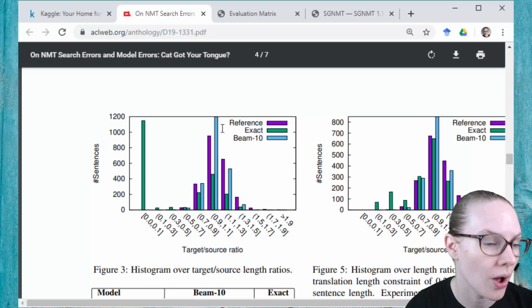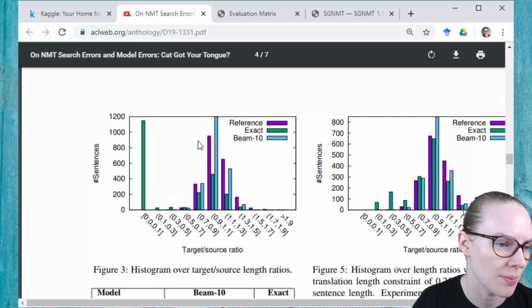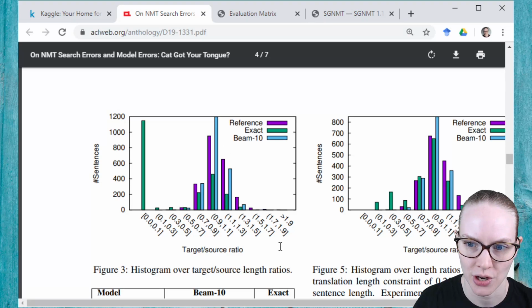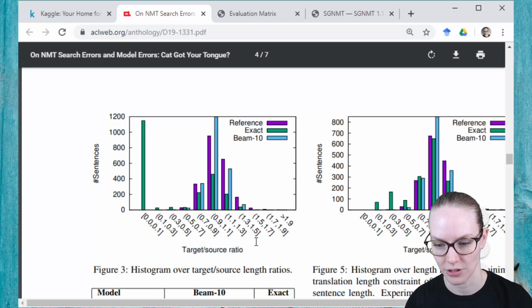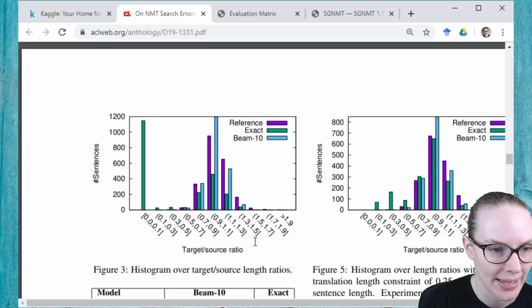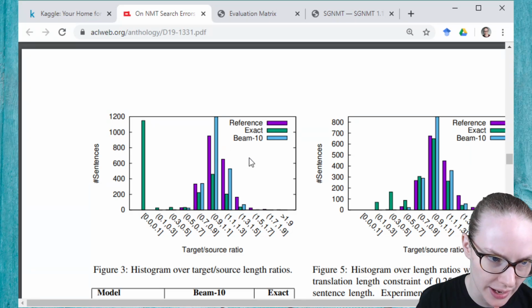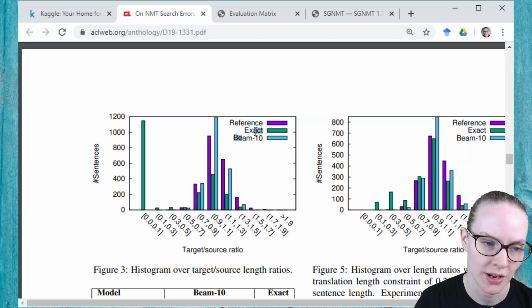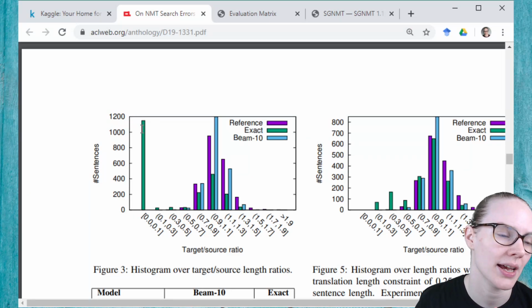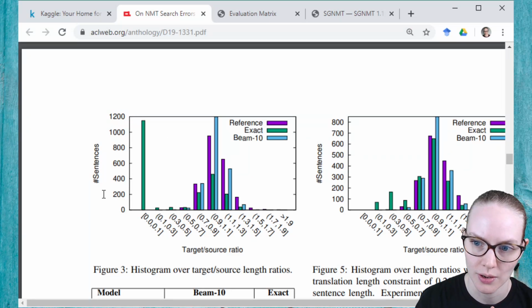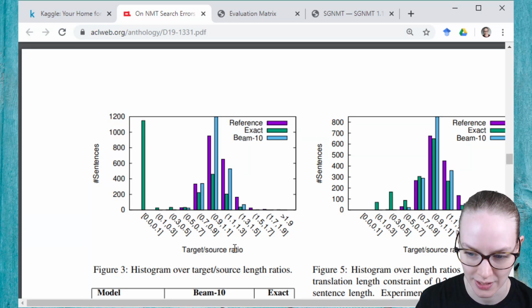Oh, I see. So the purple here is the actual ratio between the target and the source length in tokens. And beam 10 is the blue, so those match rather closely. But when you're returning the best results, suddenly you get this spike at 0 because there's a preference for empty translations.